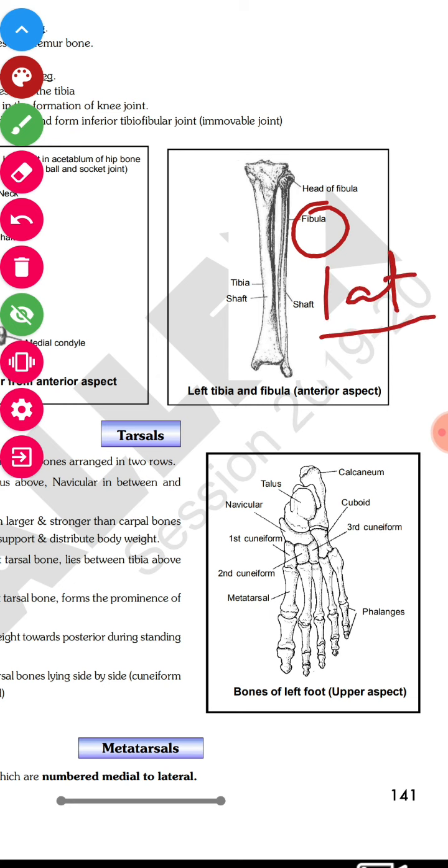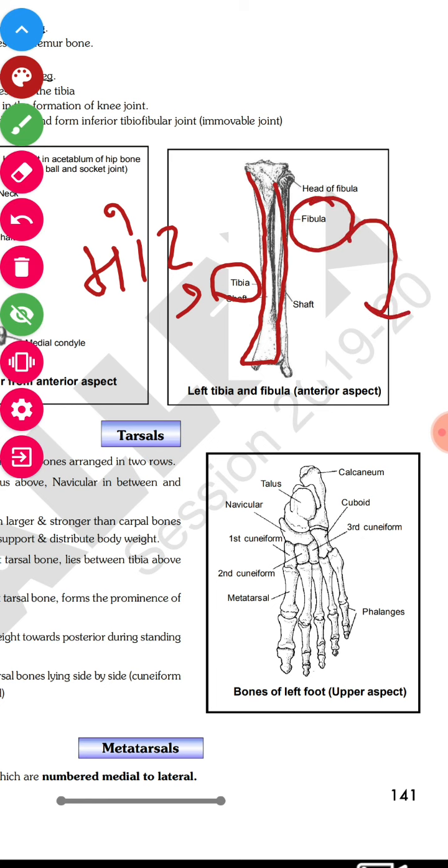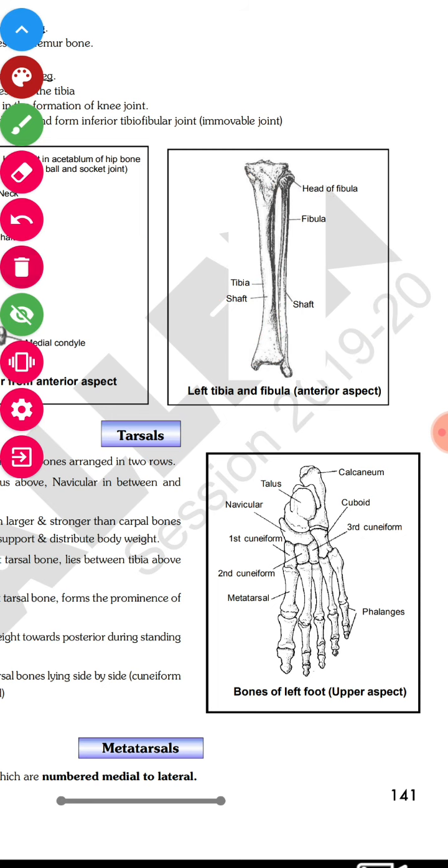Okay, and it is going to be thinner. Now tibia, you can see that it is thicker, so you can call it as motu. And fibula, you can see it is thin, so you can call it as patlu. So motu patlu ki jodi over here you can say.